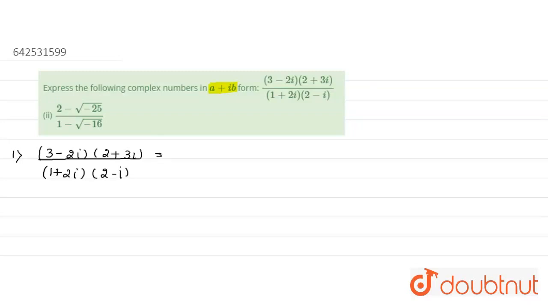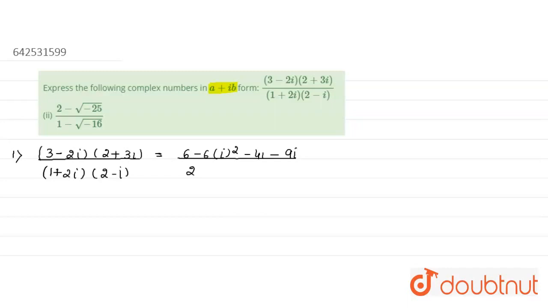So first, we will multiply these terms. 3 multiplied by 2 we will get 6, and minus 2i times 3i, what will I get? I will get minus 6i square, right? Then minus 2i into 2, I will get minus 4i. Then 3i into 3, it's 9i, right? Now divided by, in the denominator we will do the same thing.